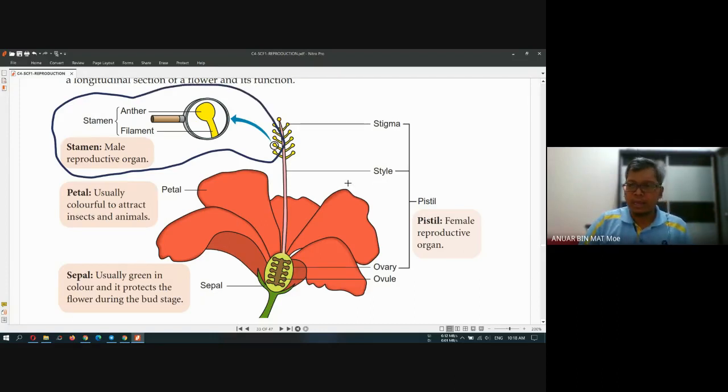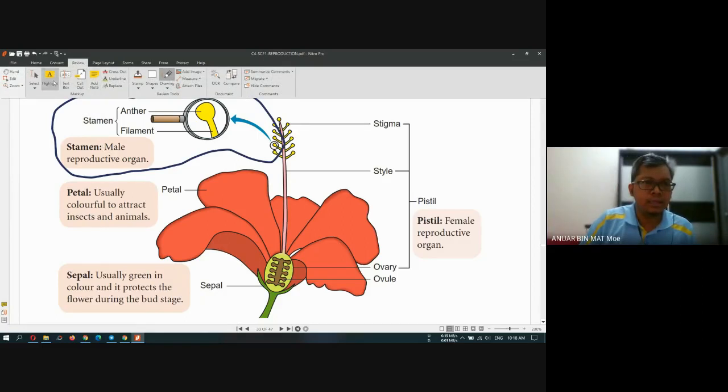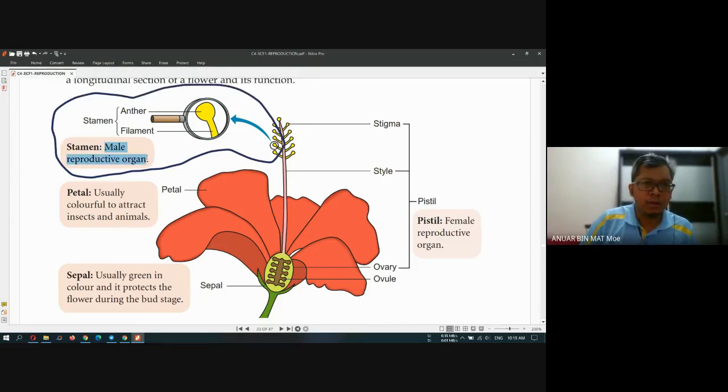Okay, and then you just understand stamen here is the male reproductive organ, all included in one flower. Normally in a flower, this is what we call a bisexual plant, yeah? Because in one flower there are male reproductive organs and there are also female reproductive organs.